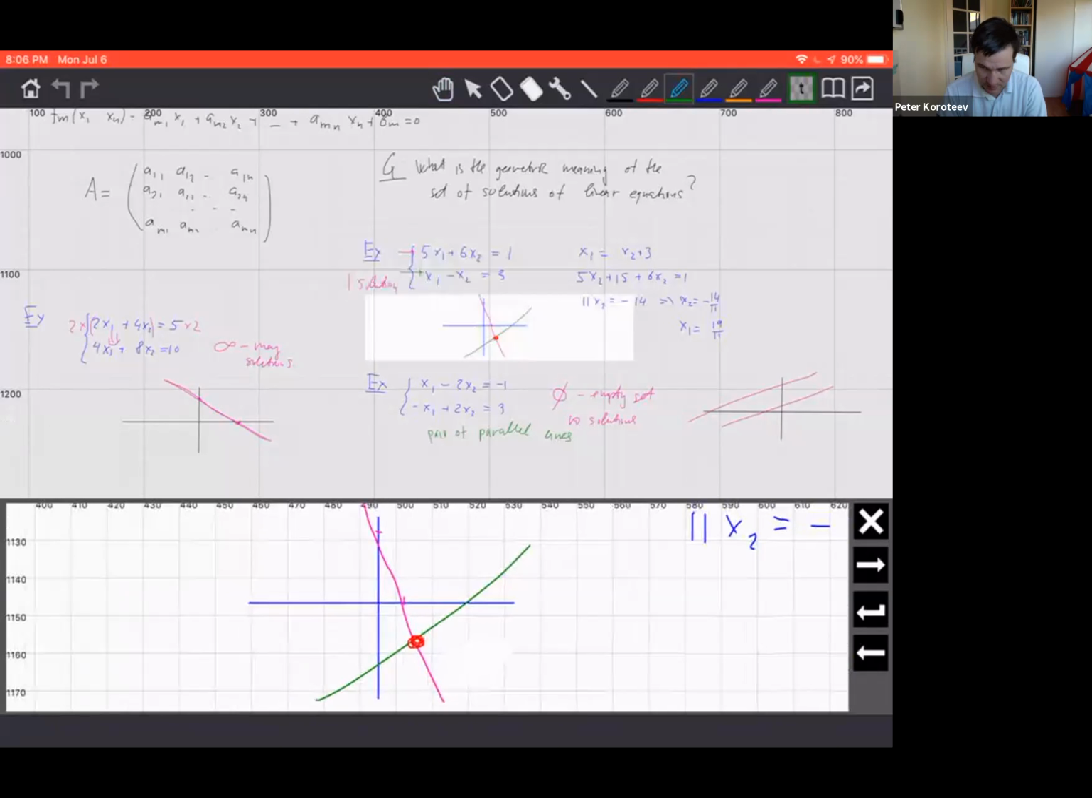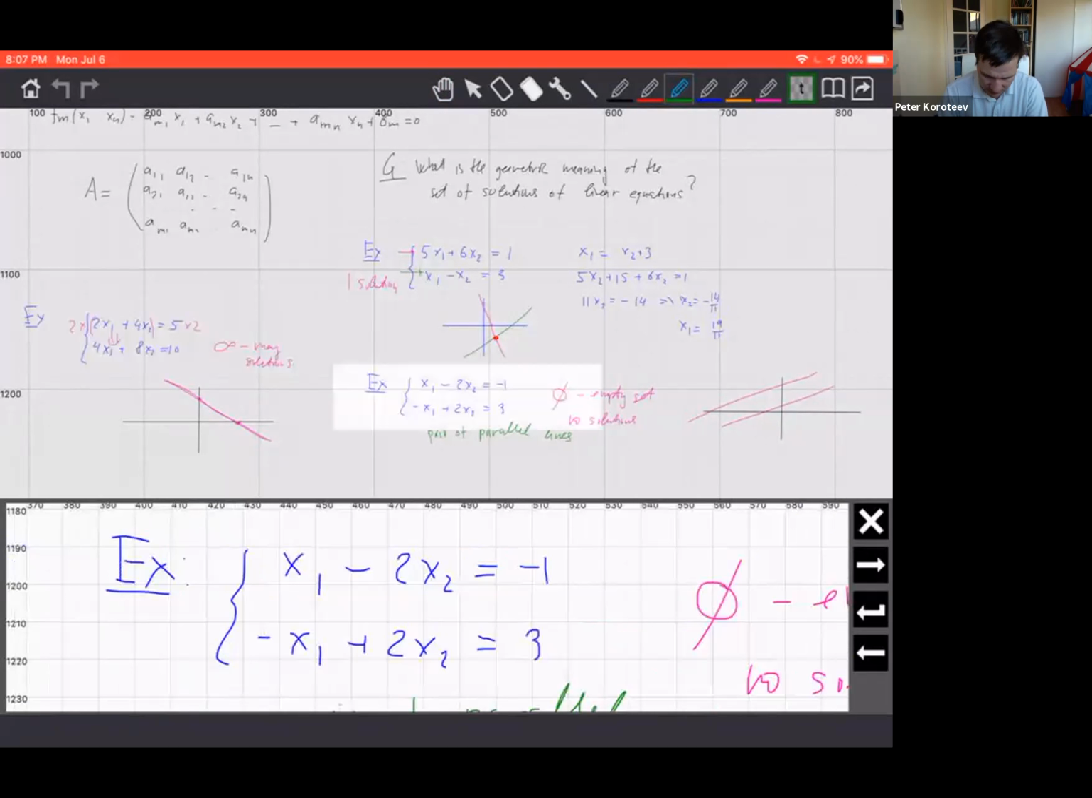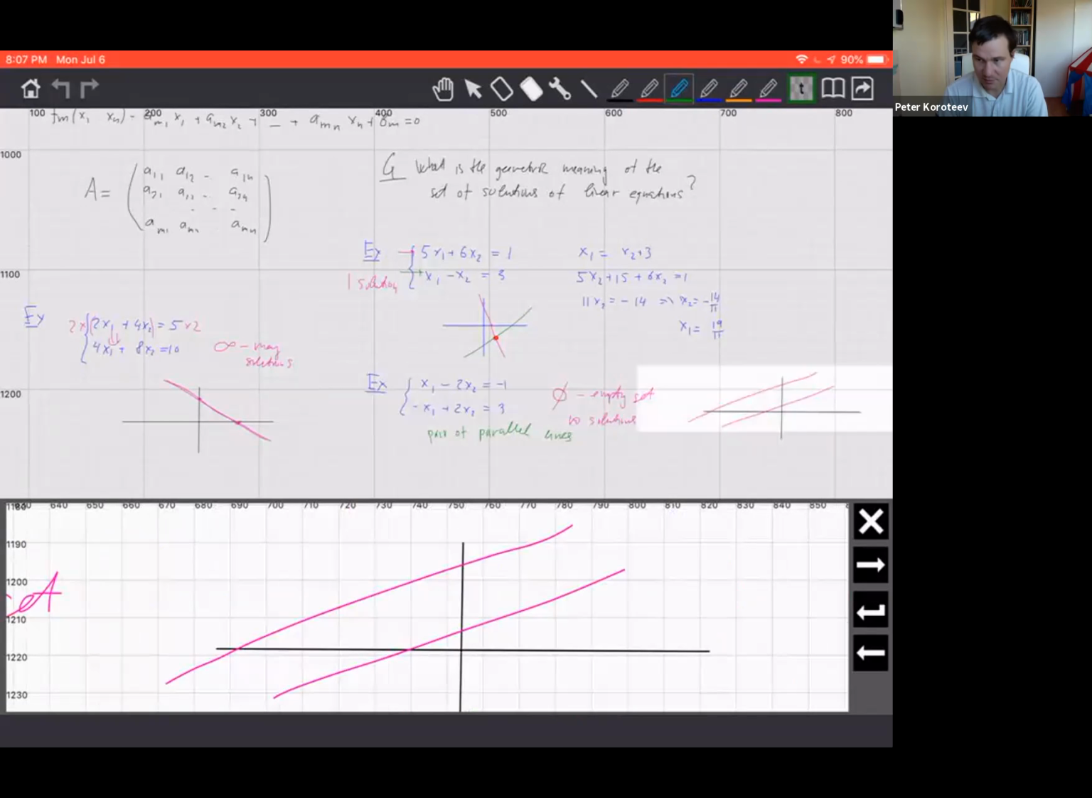So this system has one solution, which can be illustrated by the intersection of the lines that describe each of the equations in Cartesian coordinates. Then here's an example with infinitely many solutions, when both lines coincide with each other, so that they are the same. And finally, there's an example with no solutions, when the solution is an empty set, right? And this happens when the lines are parallel to each other.